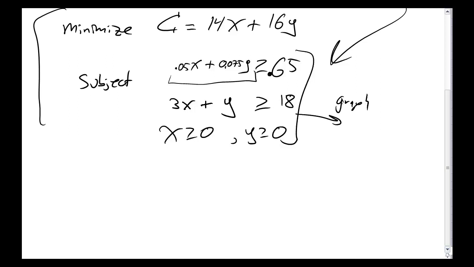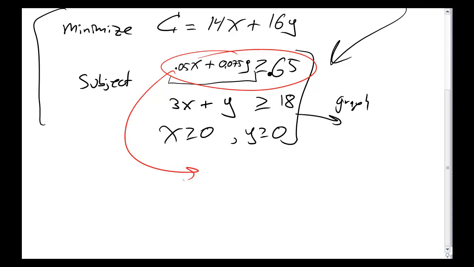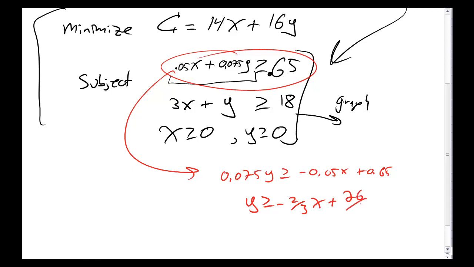We're using corner method. So let's do that. I'll take this top guy and graph him out. When I'm graphing out the top part, I'm going to solve it. So I'm going to get 0.075y is bigger than or equal to negative 0.05x plus 0.65, getting it to mx plus b form. If I solve this a little bit more by dividing both sides by 0.075, I'm going to get y is bigger than or equal to negative 2/3 x plus 26/3.